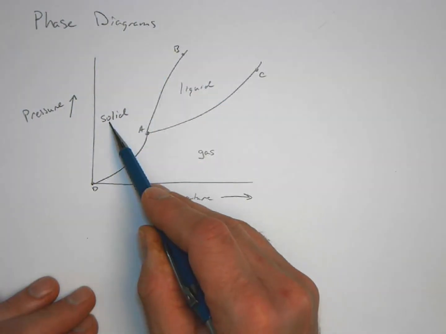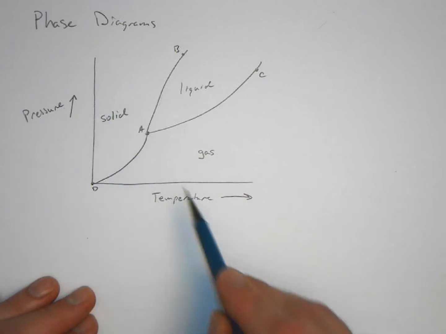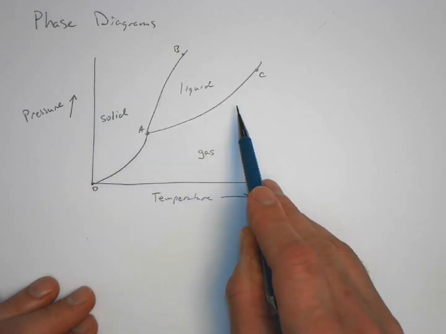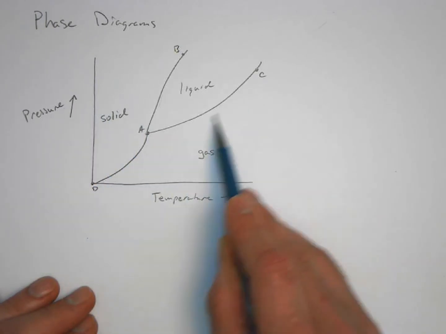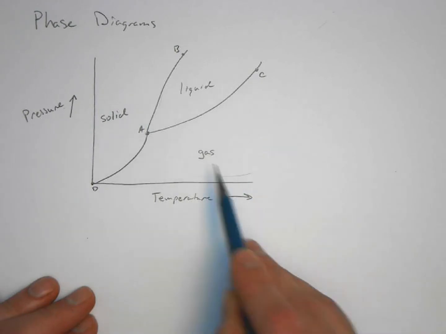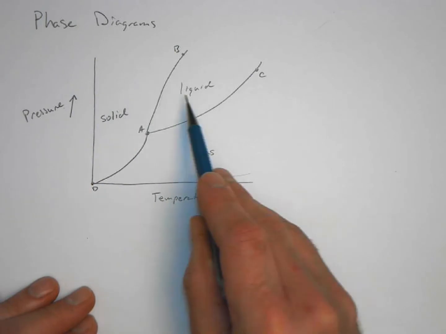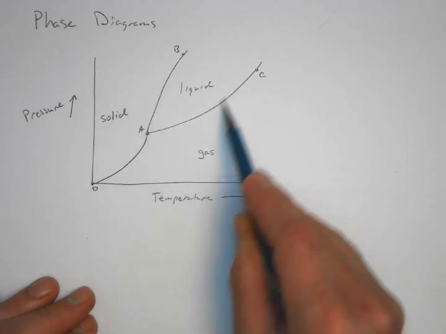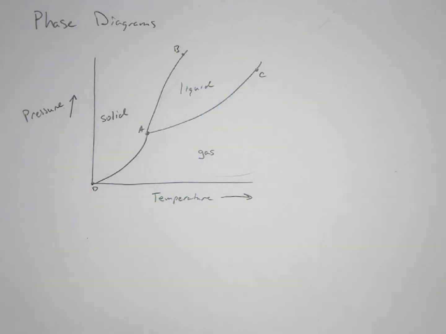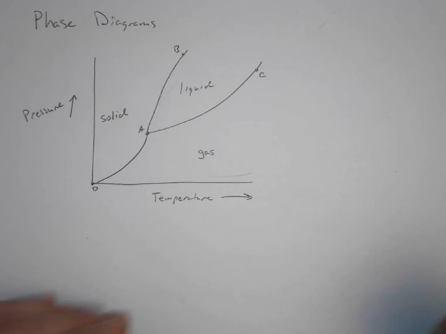Anytime you have a temperature and pressure combination that falls within this region here, that material would be a solid. Anytime you have a pressure and temperature combination that falls within this region here, that material would be a gas. Anytime you have a pressure and temperature combination that falls within this region, that material would be a liquid. Let's look at some of these. It's relatively straightforward to read a phase diagram.